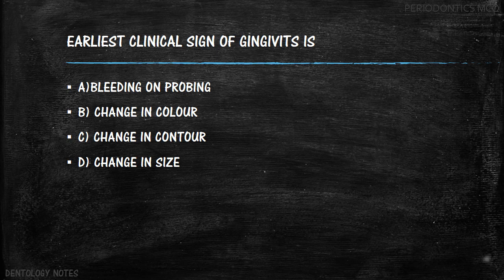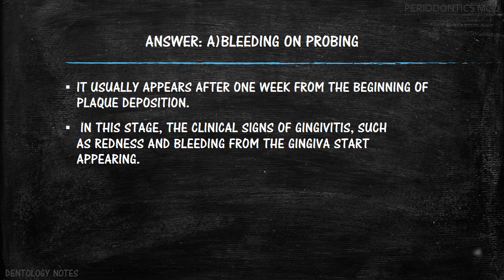Earliest clinical sign of gingivitis is: A. Bleeding on probing. B. Change in color. C. Change in contour. D. Change in size. Answer: A. Bleeding on probing. It usually appears after 1 week from the beginning of plaque deposition. In this stage, the clinical signs of gingivitis, such as redness and bleeding from the gingiva, start appearing.